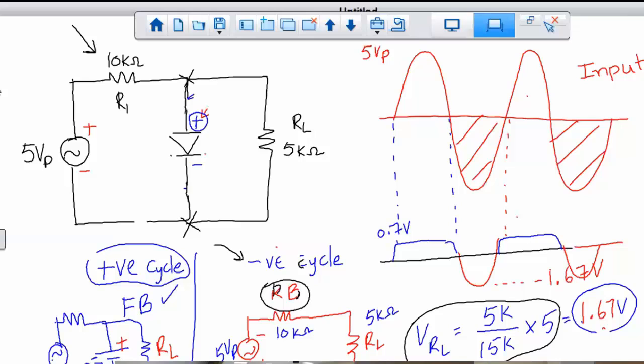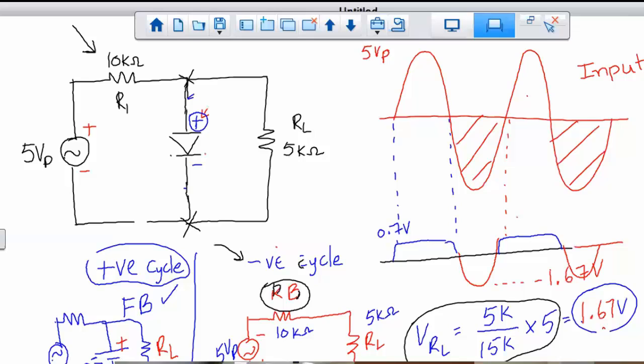If I take that R1 away, how are all three components connected? Yes, all three are connected in parallel. So what is the same in parallel? The same voltage. So everywhere you will see that 5 volts peak. So that R1 is a must to have a clipper. You cannot remove that R1 and still expect a clipper. The circuit will not be a clipper anymore.